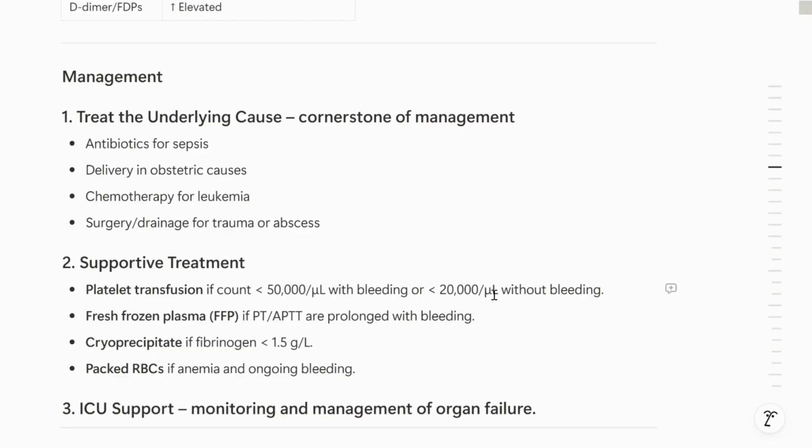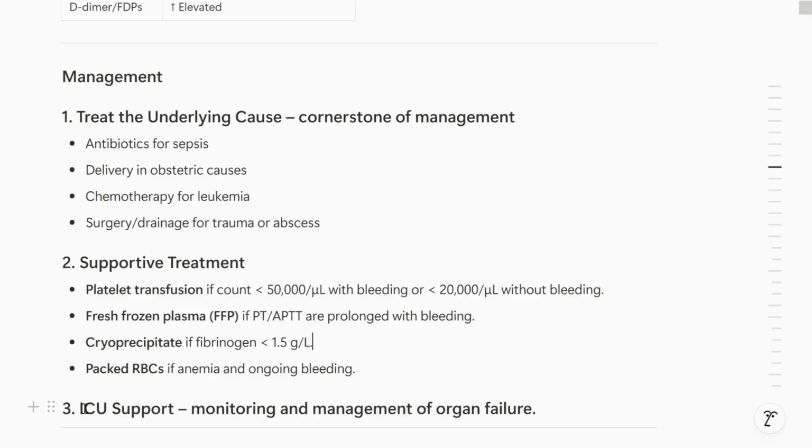Fresh frozen plasma is administered when the PT and APTT are both delayed. Cryoprecipitate is given when the fibrinogen level is less than 1.5 grams per liter. And packed RBCs if there is anemia and ongoing bleeding. All these points are very important and high yield for the board exams, especially for the IMM. So you need to remember all these values in addition to knowing the etiology, pathology, as well as the management. The rest of the management is ICU care, which is supportive and managed according to the specific organ.